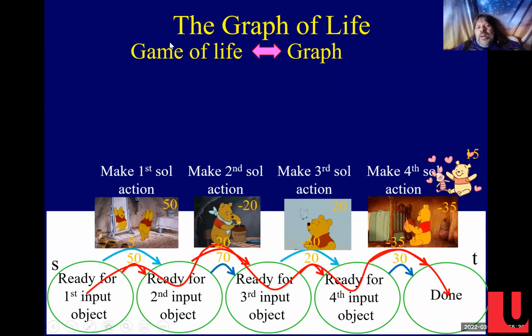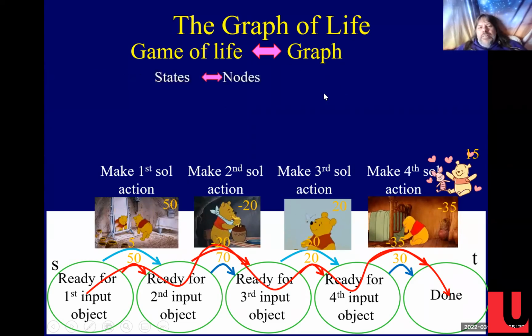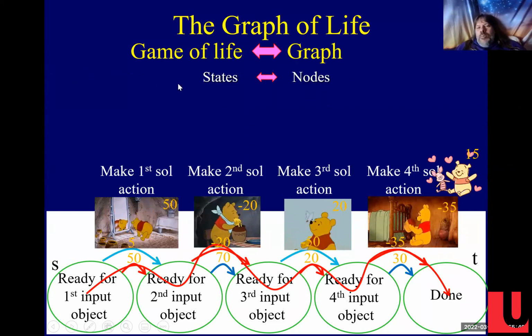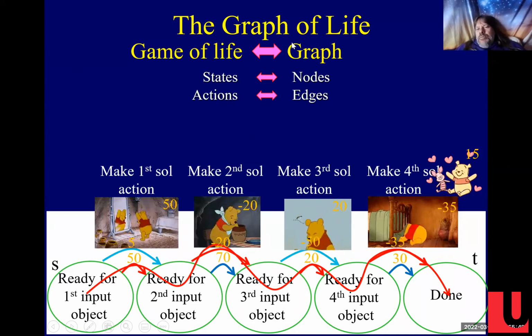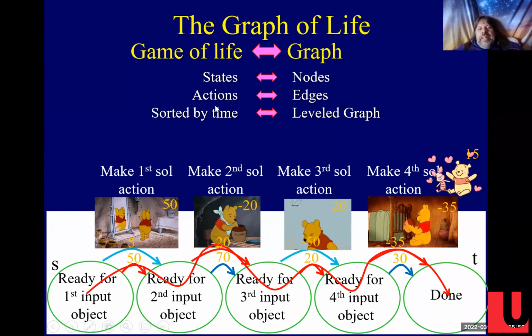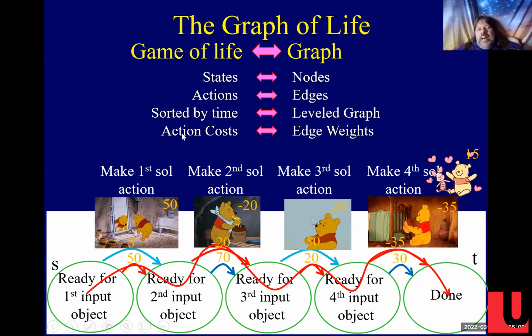All right. So here we're talking about the game of how we proceed through life, and we're going to relate it to a graph, right? The states that you might be in life relate to the nodes of the graph, and the actions that you take in your life will relate to the edges, and life gets sorted by what time it is, and that's why we have a leveled graph, and each action has a cost.